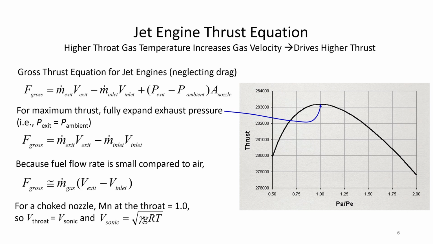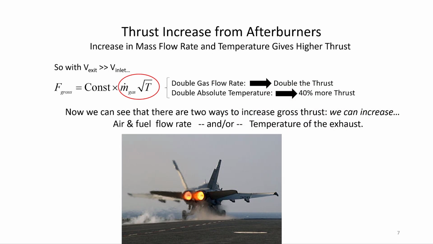Now, for a choked flow at the nozzle, the maximum thrust is achieved when Mach number is equal to 1, such that the velocity at the throat equals the sonic velocity, and that is equal to the square root of gamma gRT. The g, of course, is because we're in English units. Now, taking a look real closely at these two terms in the gross thrust, we have the gross thrust is equal to a constant times two terms.